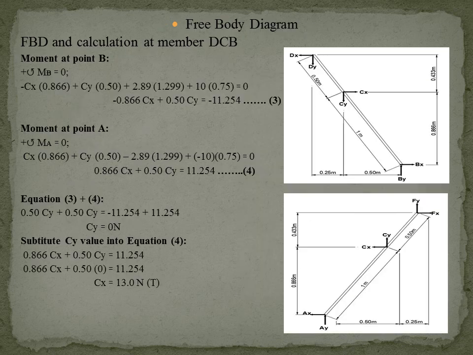Look at the FBD at DCB and FCA members. First, we need to do the moment equation at point A and point B. At point B, we consider the equation to become equation 3, while at point A, we consider the equation to become equation 4. And then, to get the value for Cy, we need to add equation 3 and equation 4. After we get the value for Cy, which is 0 Newton, we substitute the Cy value into equation 4 and we will get the force at Cx is in tension, with the value of 13.0 Newton.